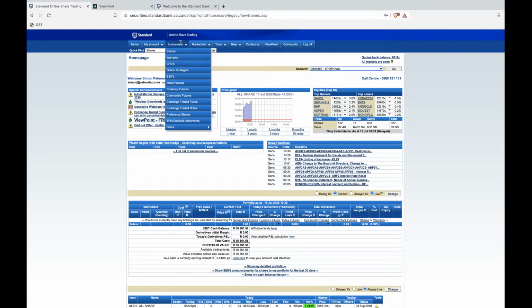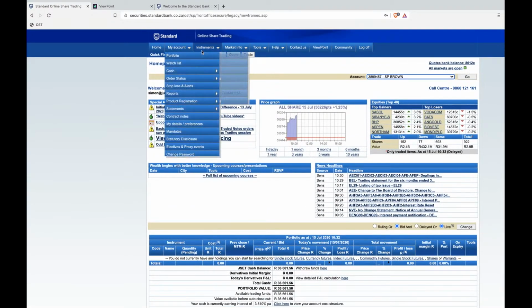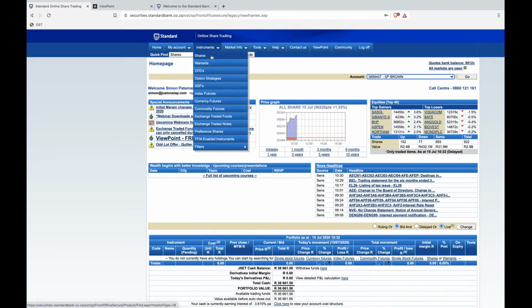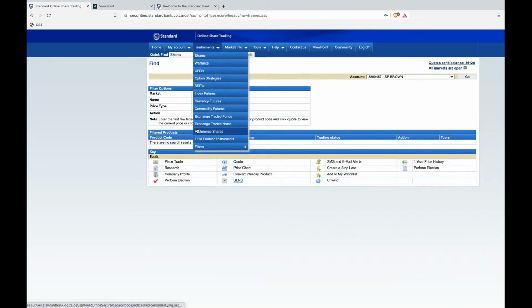So let's look at the different instruments that are available. Let me do a bit of a zoom here. Some of them are quite simple. I mean, shares, we understand shares, but let's go have a look at that.